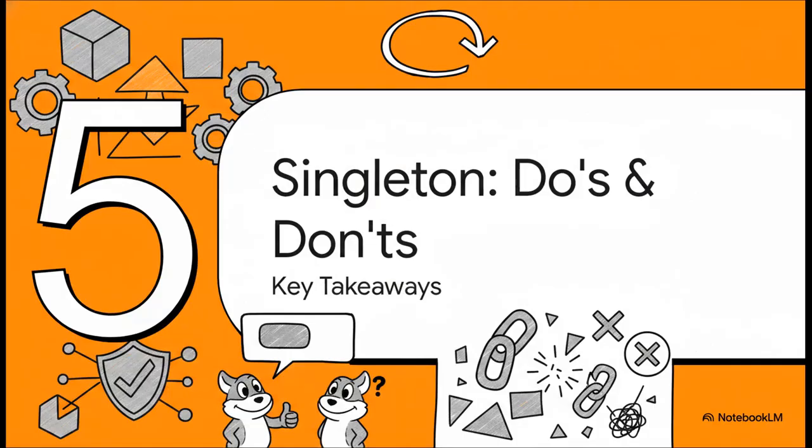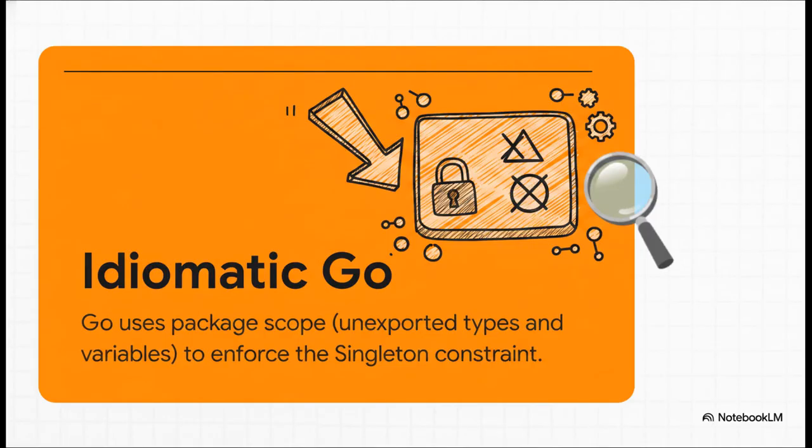All right, to wrap all this up, let's distill everything we've learned into some key hard and fast rules for using this pattern out there in the real world. First things first, always remember that Go's approach here is special. We don't have things like private constructors or static class members. Instead, we use the power of package scope, unexported types, and package-level variables to enforce the singleton rule. It's just cleaner and way more explicit.